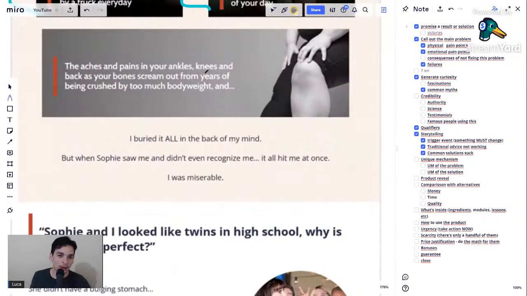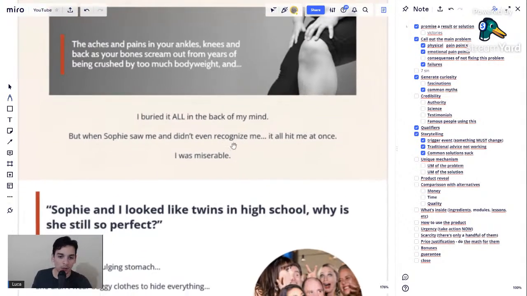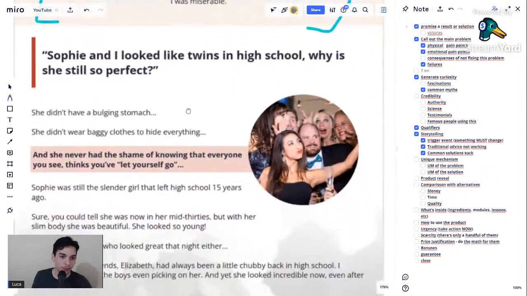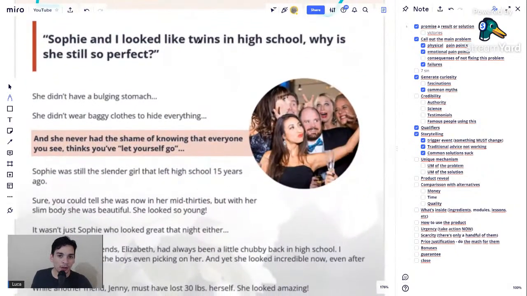The aches and pains in your ankles and back as your bones scream out from years of being crushed by too much weight. I buried it all in the back of my mind, but when Sophie saw me and didn't even recognize me, it hit me all at once. I was miserable, right? This is the trigger event. Sophie and I looked like twins in high school. Why is she still so perfect?